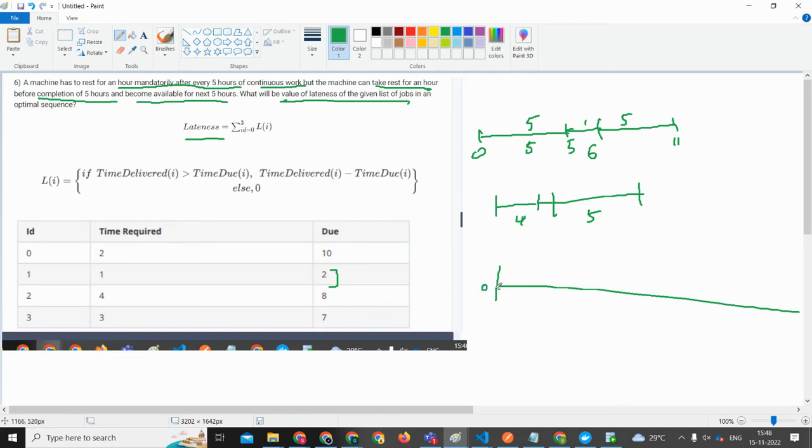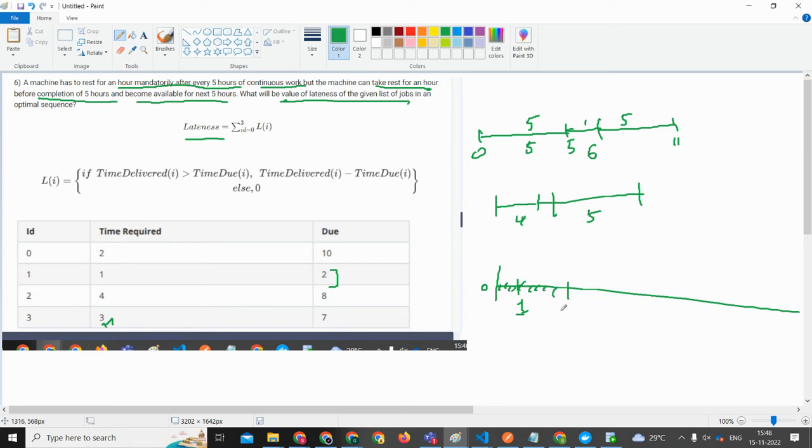So we start at 0, right? Next, the due date is 2 and the time required is 1. So the first job you're completing on time, and you have worked for 1 hour, right? For the next job, the earliest deadline is 7, right? So you're going to do the third job. Let's try if it is working.